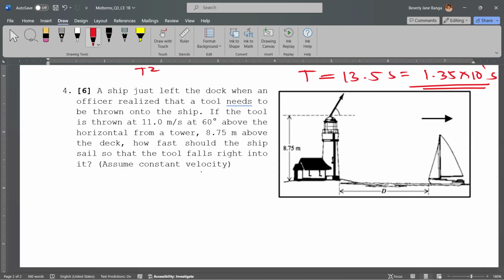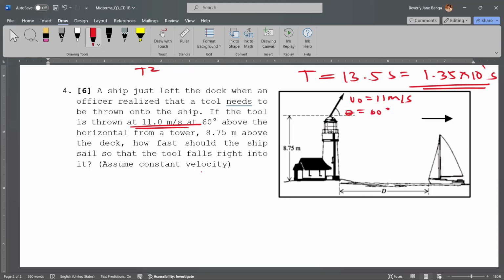So, the scenario given to us here is that a tool is thrown. Okay, so you're given speed. So, V naught is equal to 11 meters per second. And you have theta, which is 60 degrees.